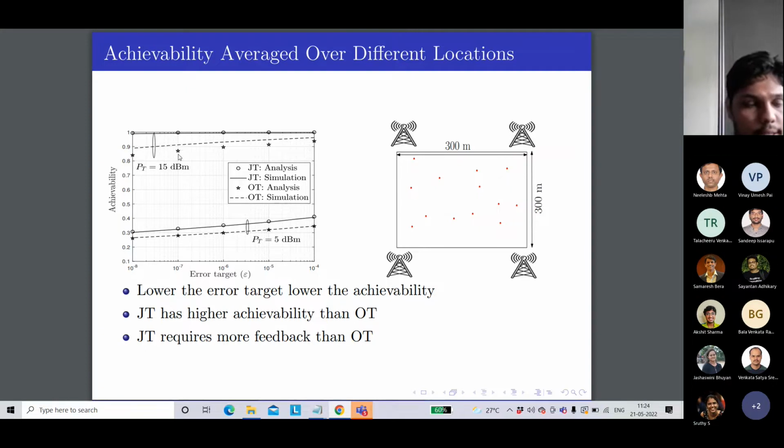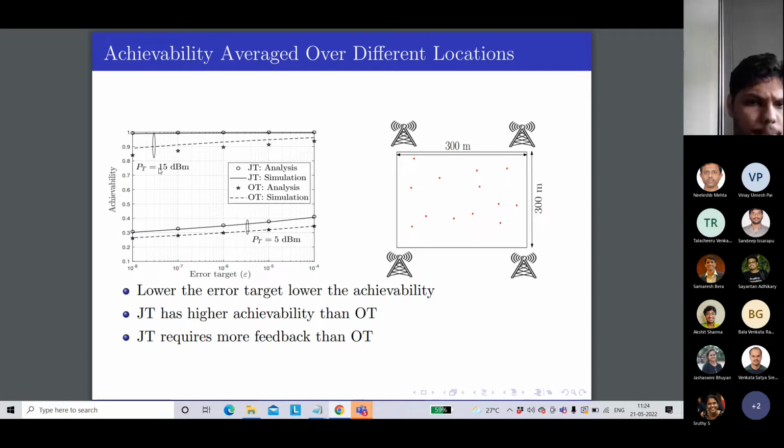For OT, the analysis is the lower bound. For JT, it is the same as simulation. The analysis matches simulation. The first thing we can see is that as the error target increases, as it goes from 10 power minus 8 to 10 power minus 4, the achievability increases. This is because when the error target is higher, the SNR required to meet the error target is also less. Whereas for very low error targets, the SNR required to meet those error targets is high. As a result, the probability of existing a feasible solution is less.